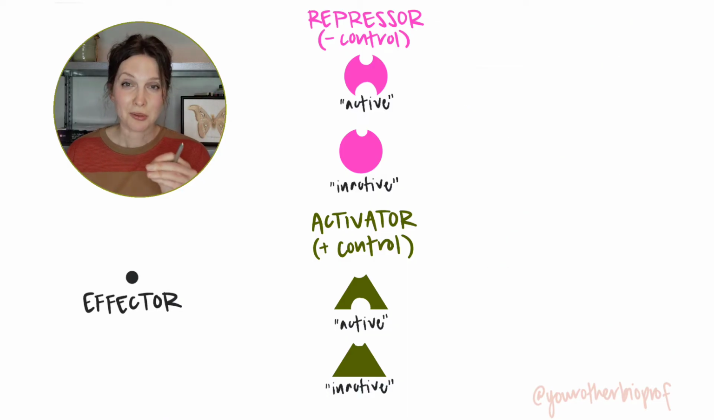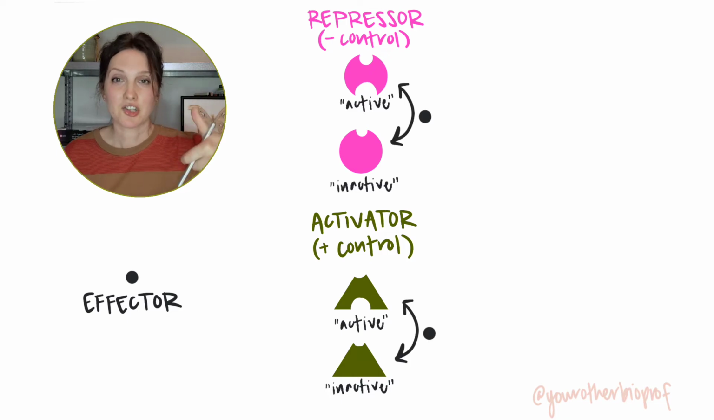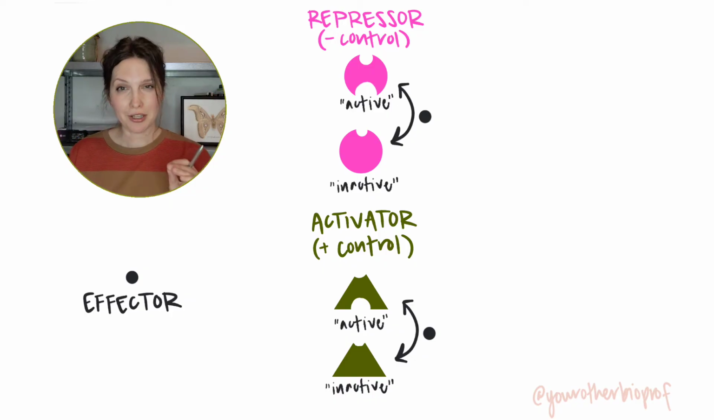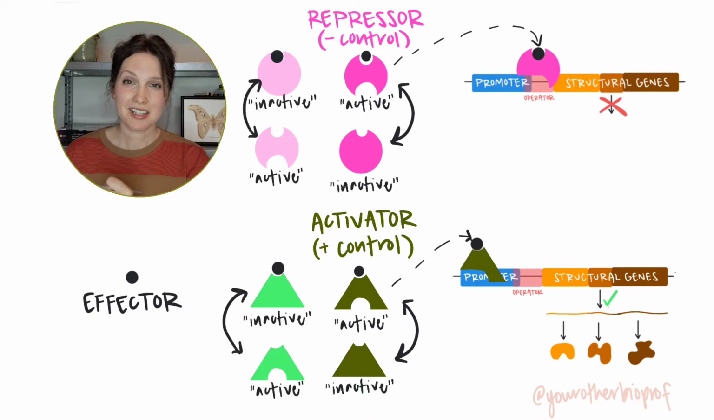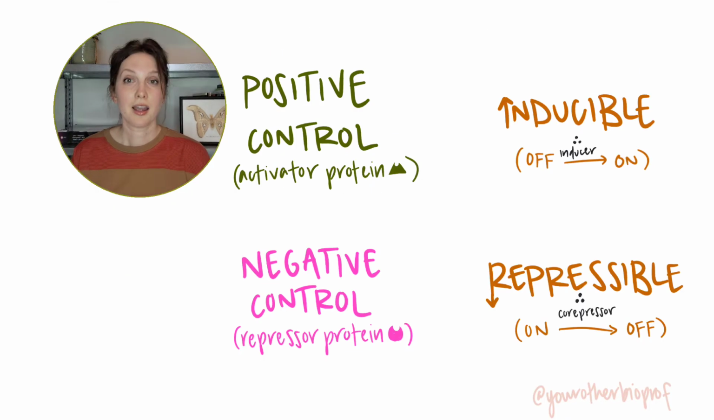Now, when the effector binds to the regulatory protein, that's going to cause a change in conformation, a change in shape. For some regulatory proteins, binding to the effector activates that protein, but for others, binding to the effector inactivates the protein. And I know that might seem a little bit unclear, so let's look at some examples.